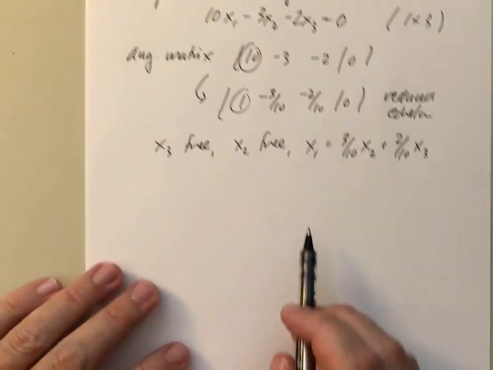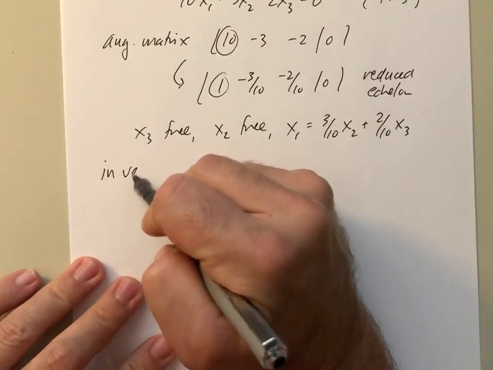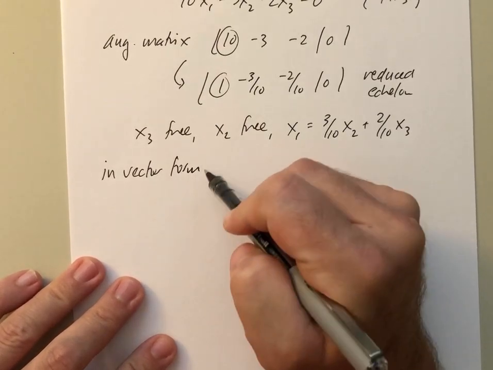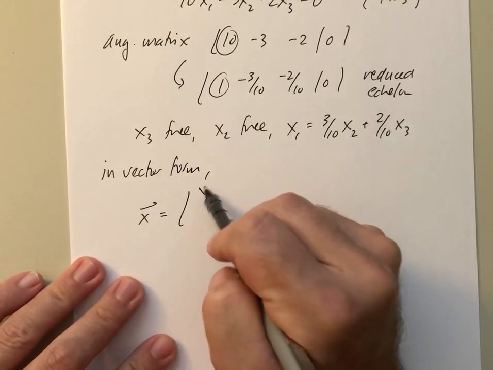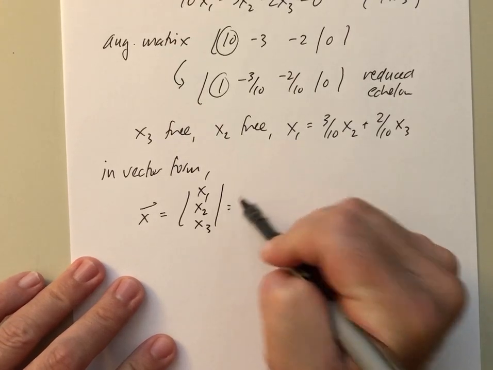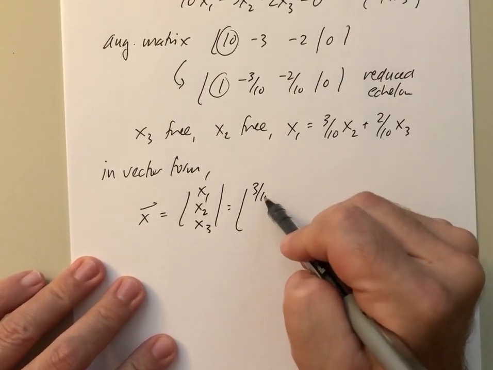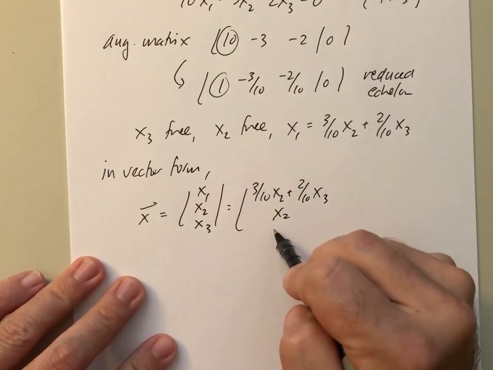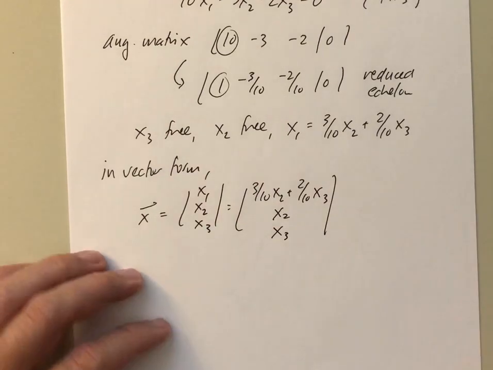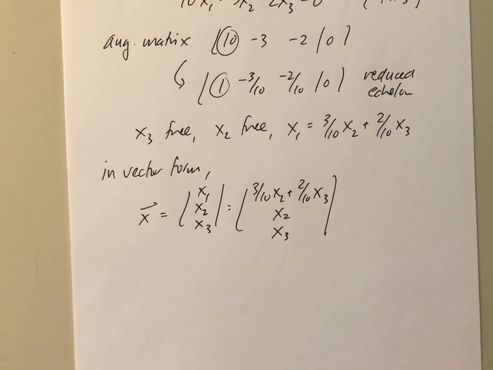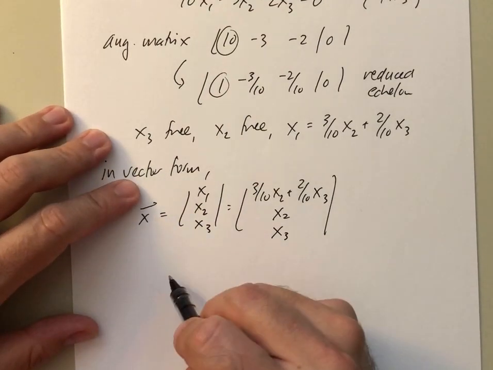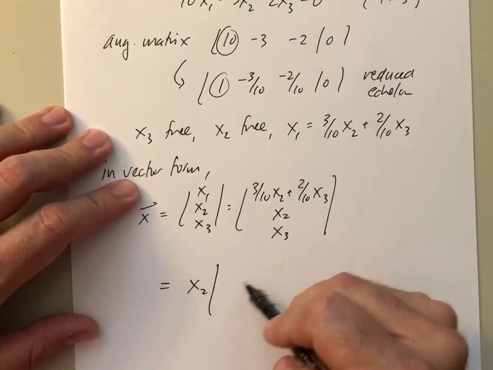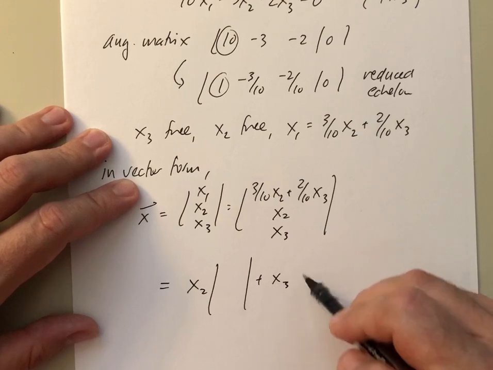Let me do that same thing in vector form. What I get is that my solutions x are going to look like x1, x2, x3. What I now know is that x1 is 3/10 x2 plus 2/10 x3. x2 is free, so I just put in x2. x3 is free, I just put in x3. Now what I want to do is break this up again, factoring out the x2 and x3 as I did before. But notice that I've got x2 and x3 in there. So I'm going to break this up into the x2 parts and the x3 parts.